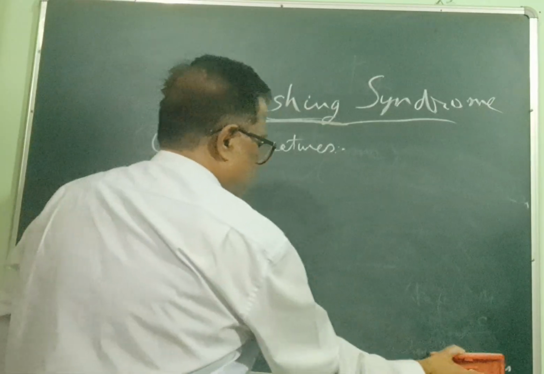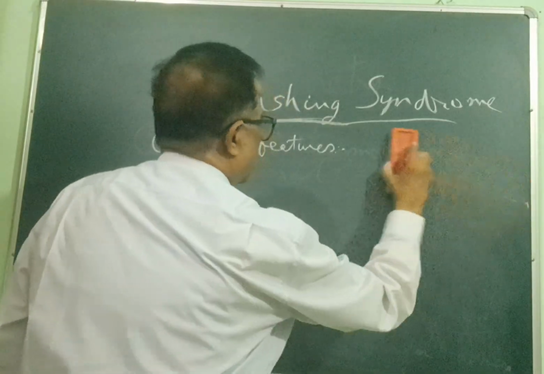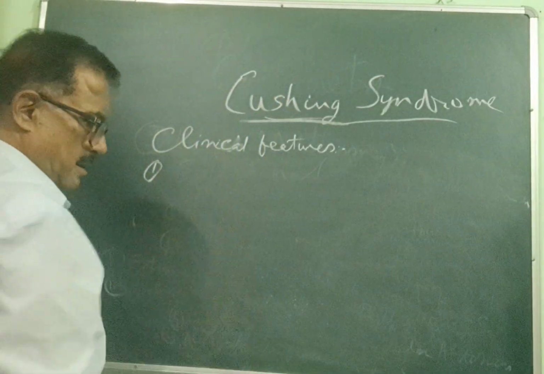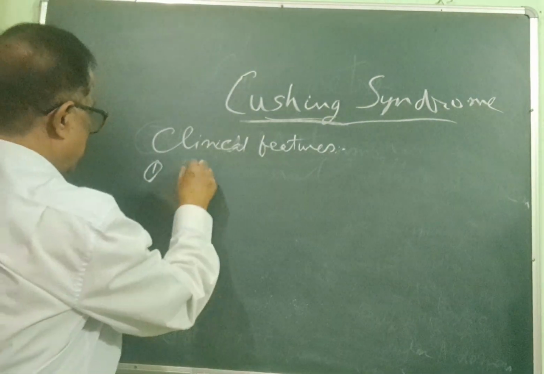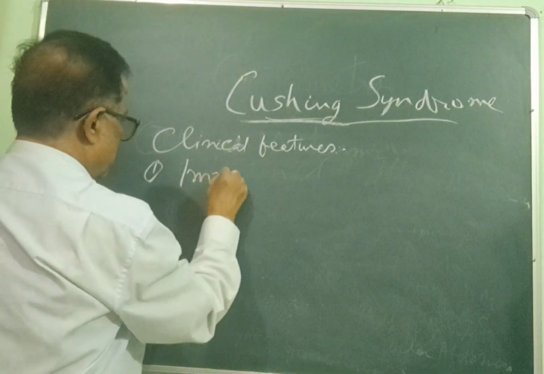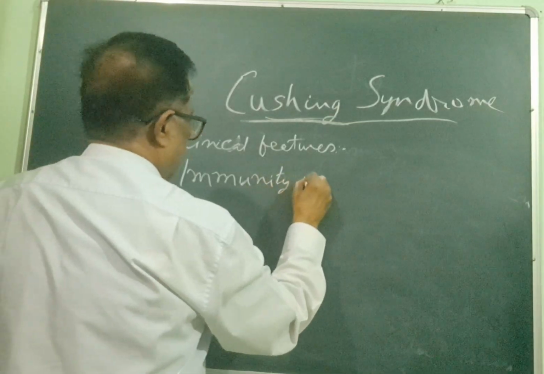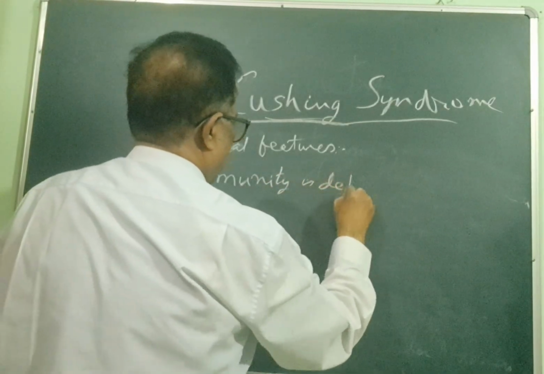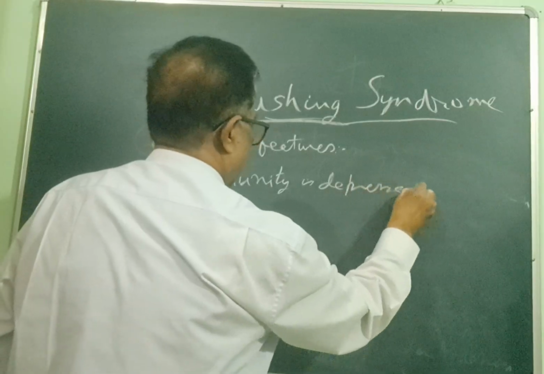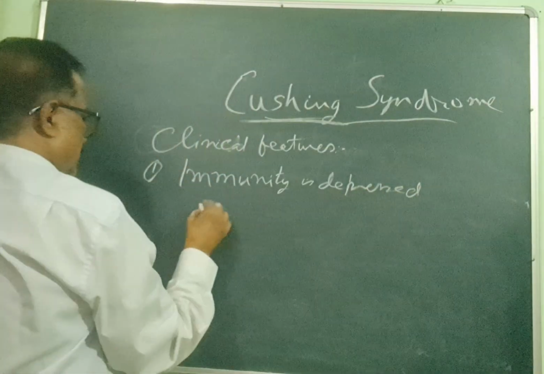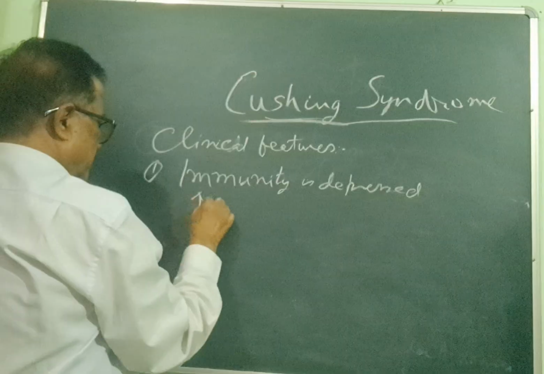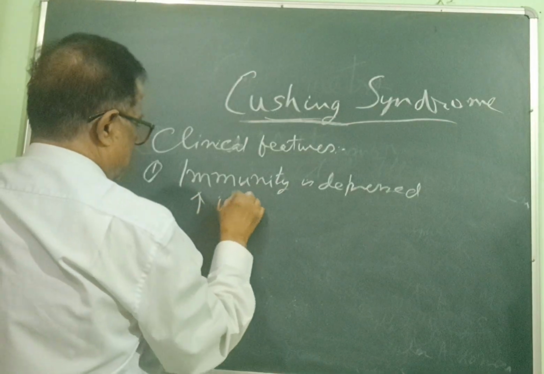In Cushing syndrome, immunity is depressed. It causes increased chance of infection.